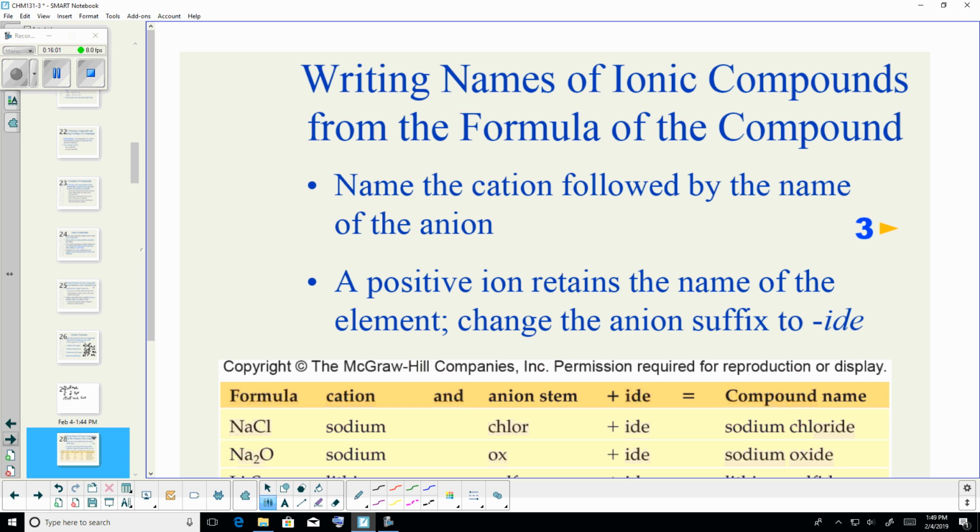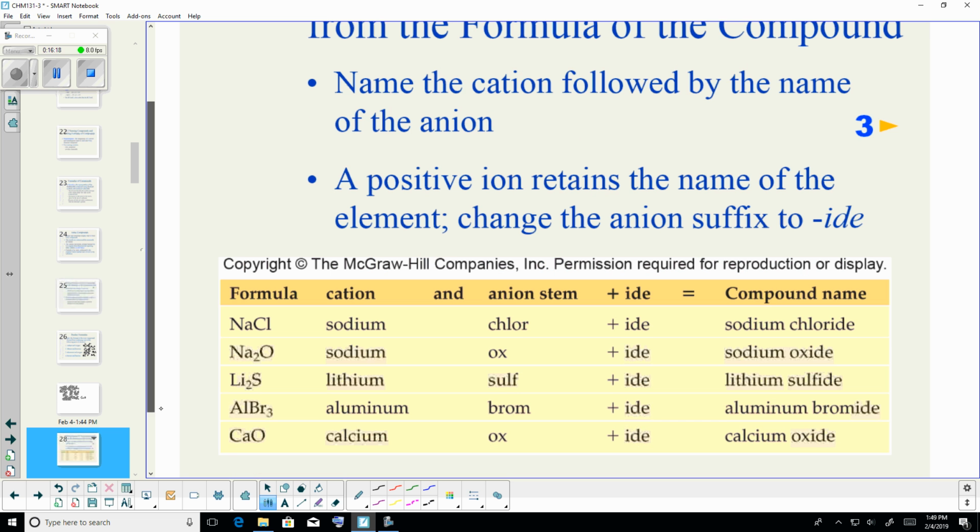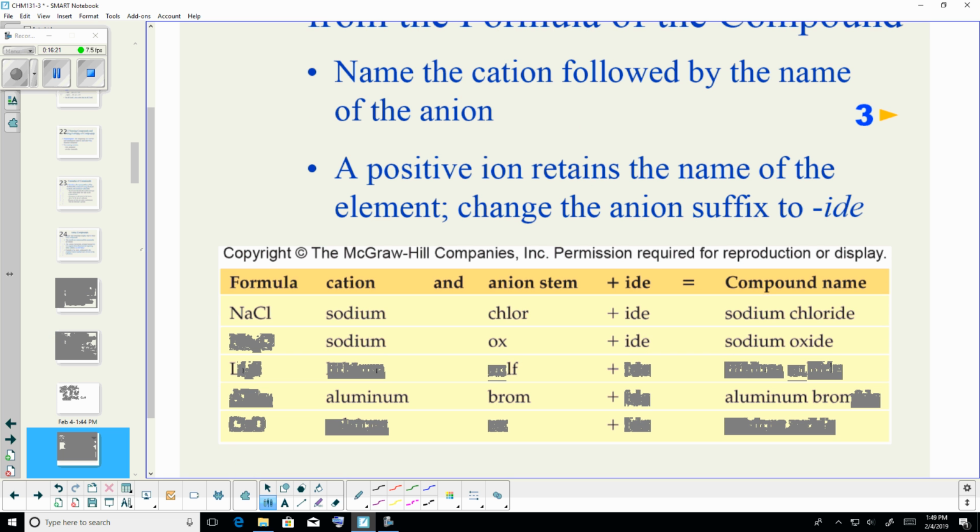All right. How do you write the names if I give you the formula? You name the cation, which you just use the elemental name, followed by the name of the anion. You change the anion suffix, the negative one, to IDE.